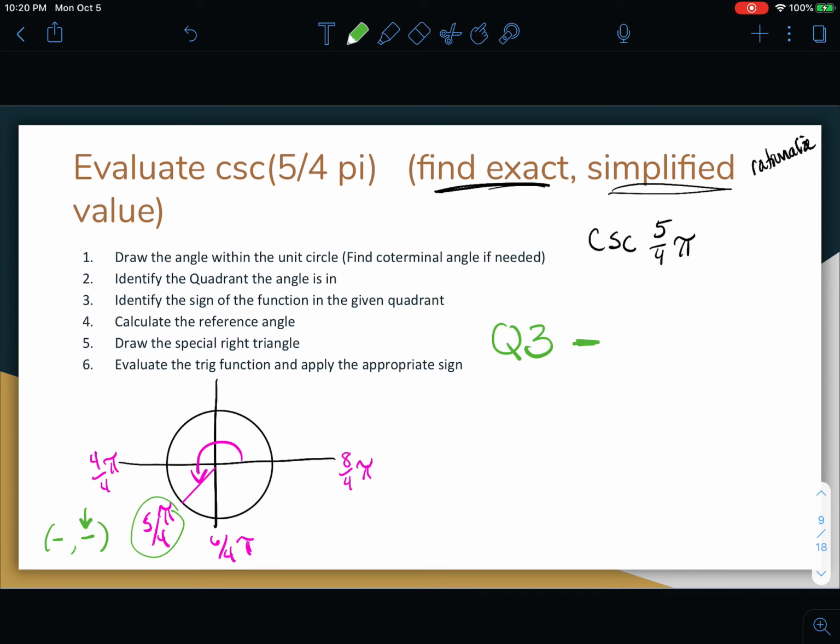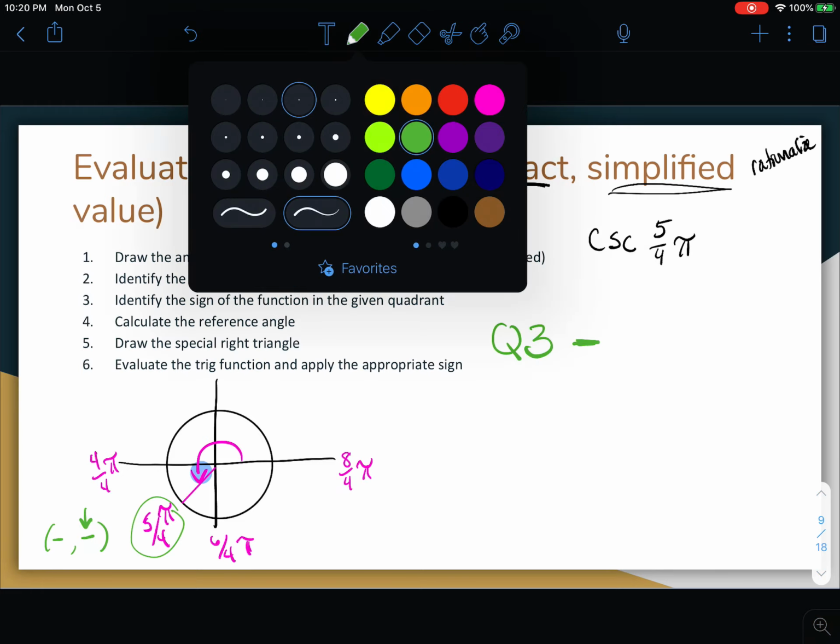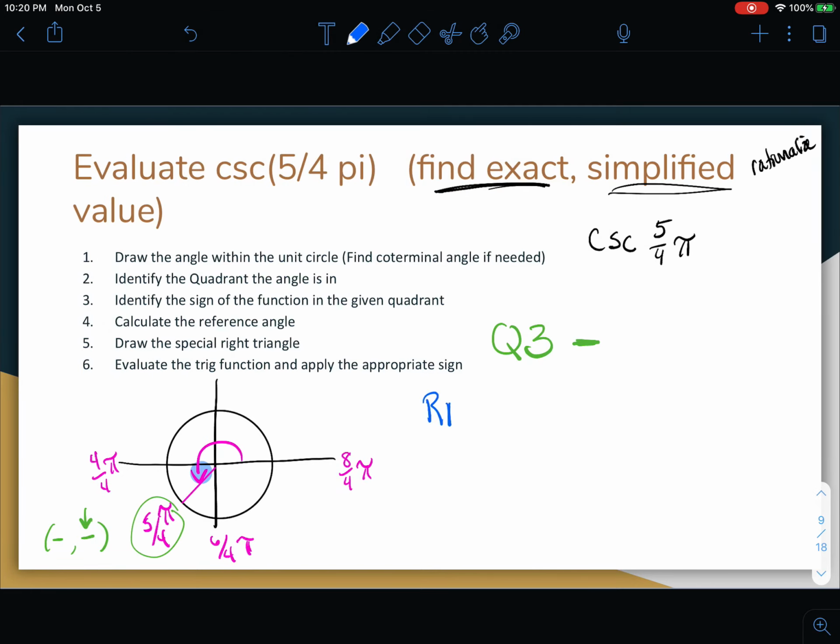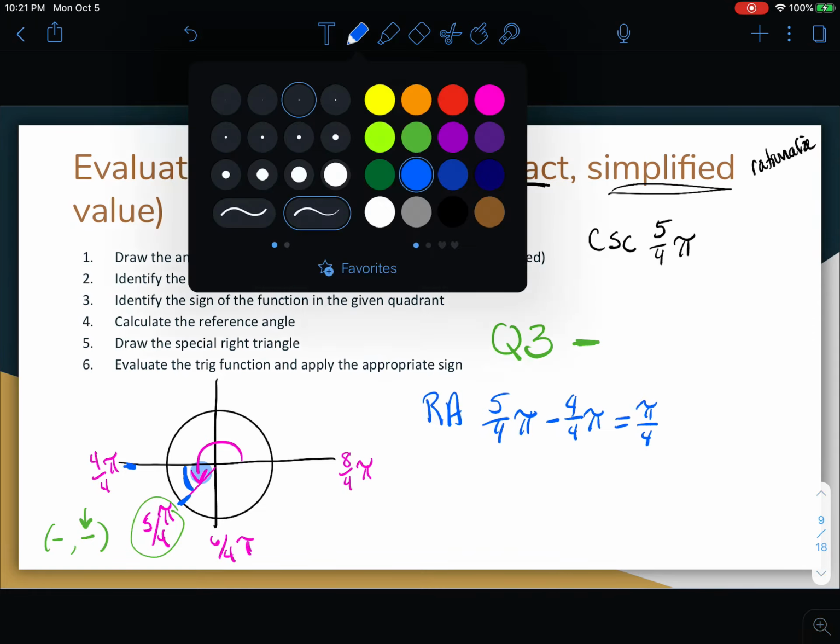Okay. Let's calculate the reference angle. That's our next piece. Let's do this maybe with a little highlighter here. So this little bit here is the reference angle. If we want to think about the reference angle, we could say, all right, take 5/4 pi, take away the 4/4 pi, and we would be left with just 1/4 pi. Probably you can actually see that when you're looking at this. We went from 4/4 here to 5/4. That's a distance of 1/4. That would be the angle measure.